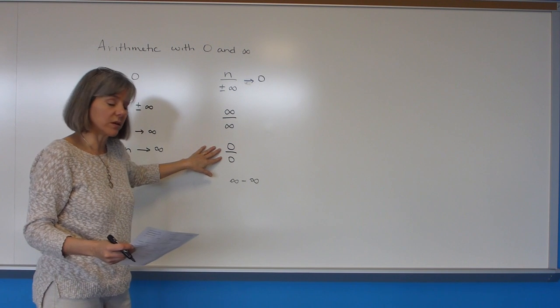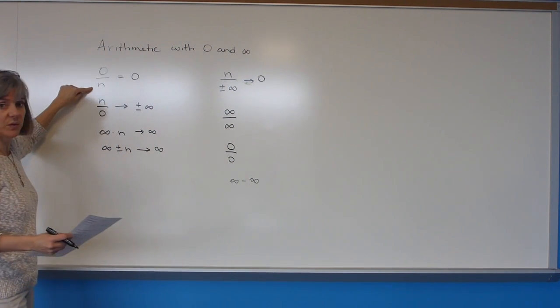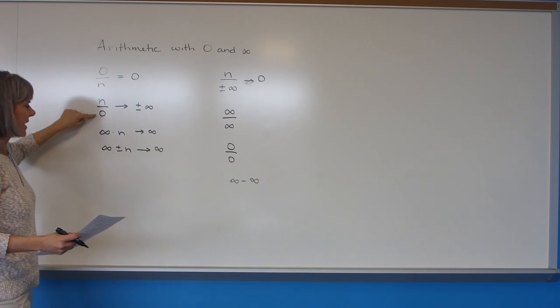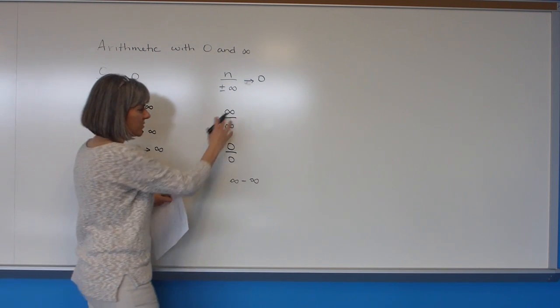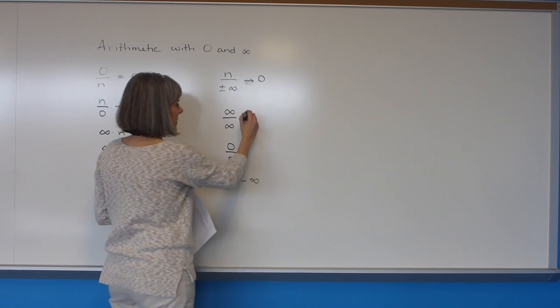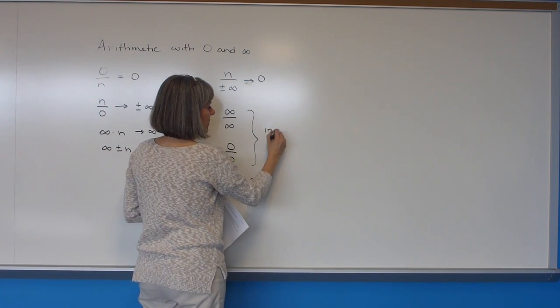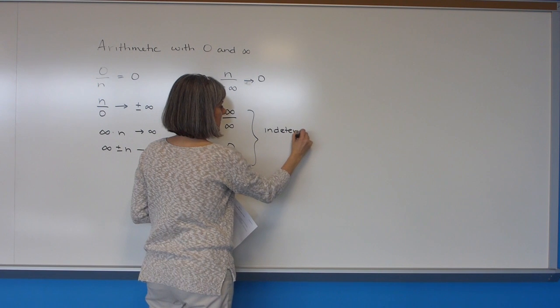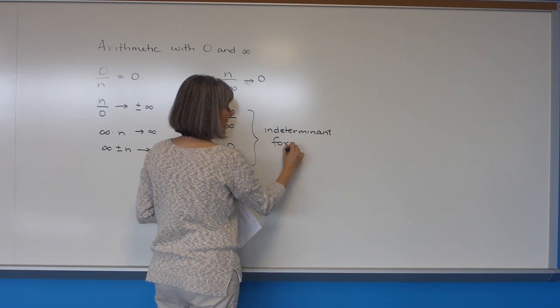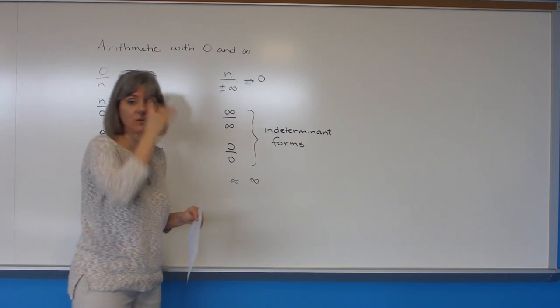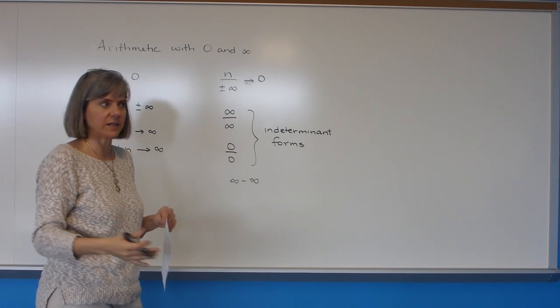Same thing with 0 over 0. We know that 0 divided by a number is 0. But if I divide by 0, I get infinity. But any number divided by itself is 1. So what do I do with these that seem like they have many different values? These are called indeterminate forms. And they really can have any of those values, from negative infinity to infinity. It depends on the problem context.